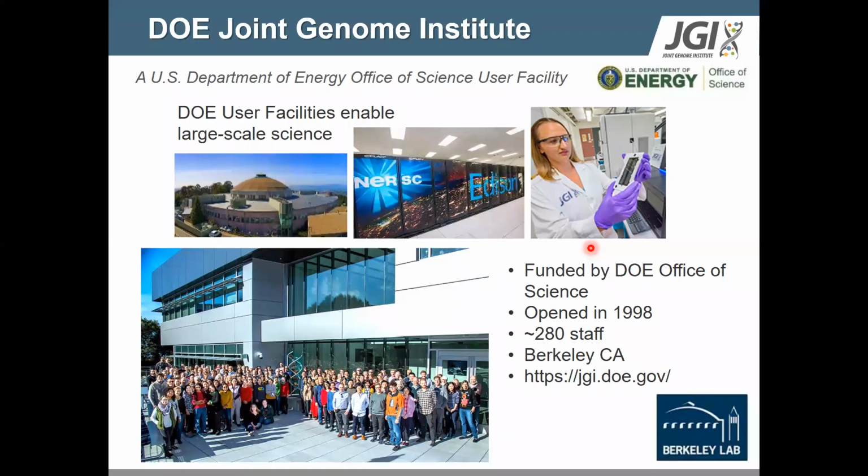We are funded, as I said, by the DOE Office of Science. We were opened in 1998. Currently, we have about 280 people. We are located in Berkeley, California. And if you want more details about the JGI, as well as about the sequencing programs, community science programs, and other programs that we have, please visit our website, which is this link, jgi.doe.gov.